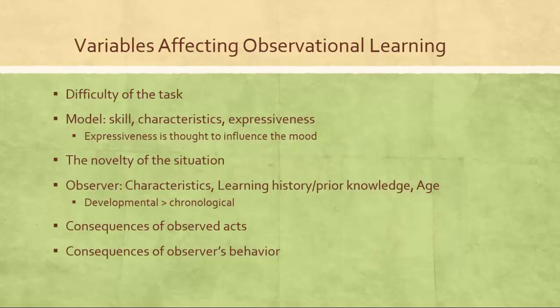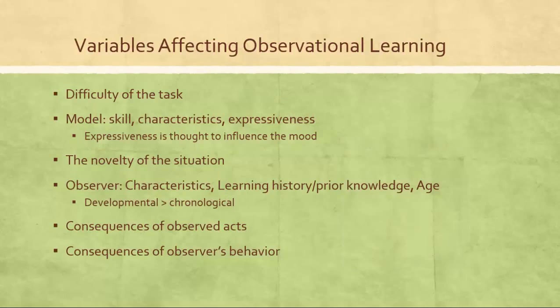Now, another thing that matters is the skill of the model, the characteristics of the model, and the expressiveness of the model. Let's talk about skill. When observing a model perform a task, the model may be skilled or they may be unskilled at performing the task. The unskilled model may be referred to as a learning model, someone who's learning it. An observer may benefit from seeing the model struggle to learn to perform the task successfully.